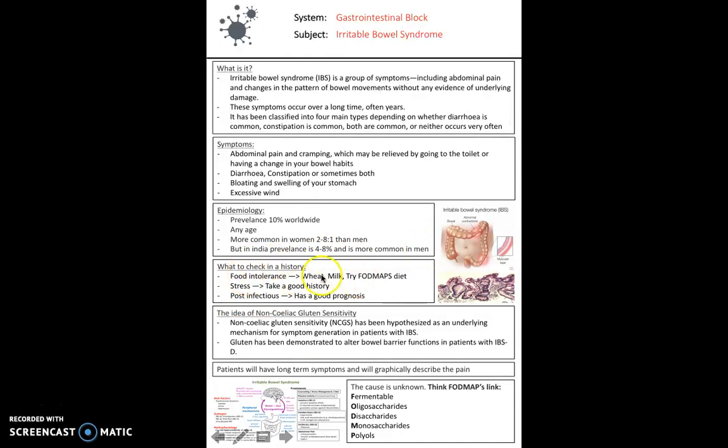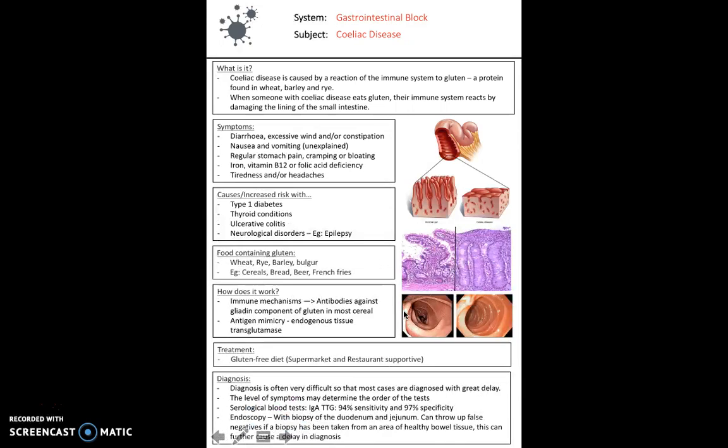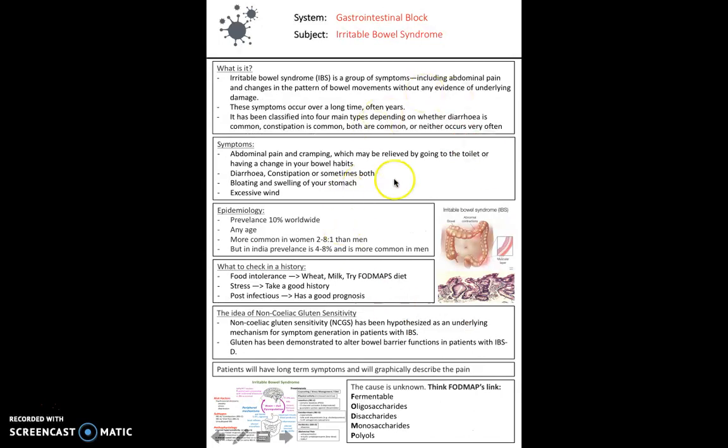So in a history, make sure you're focusing on that food intolerance, what occurs when we eat certain foods. Be aware of this FODMAPs diet, which is outlined briefly at the bottom of the page here, but actually know this in a little bit more detail. Also be aware of the idea of non-celiac gluten sensitivity. So this has been hypothesized as an underlying mechanism for symptom generation in patients with IBS. So remember here in celiac disease we talked about gluten causing the damage to the inner lining of the small intestine. Here we're thinking potentially about a non-celiac gluten sensitivity, because gluten has been demonstrated to alter bowel barrier functions in patients with IBS-D, a type of IBS.